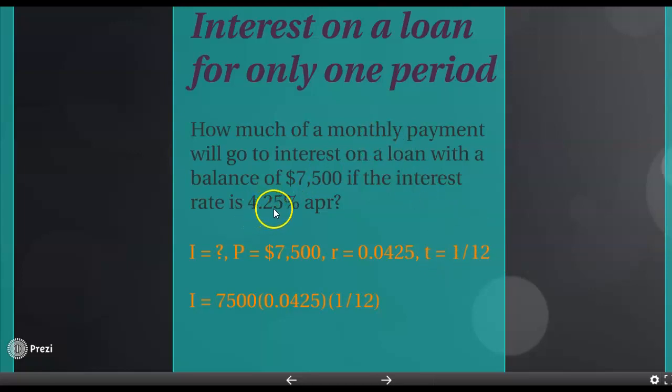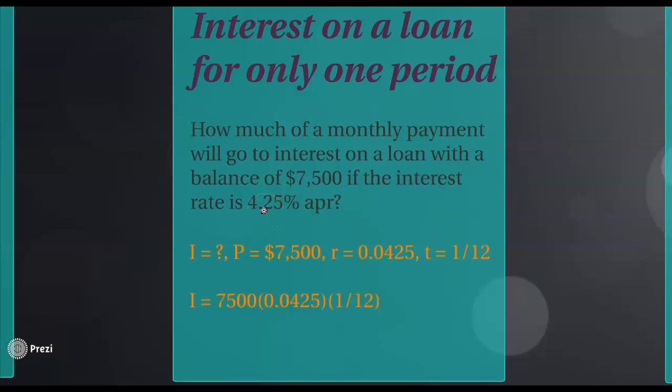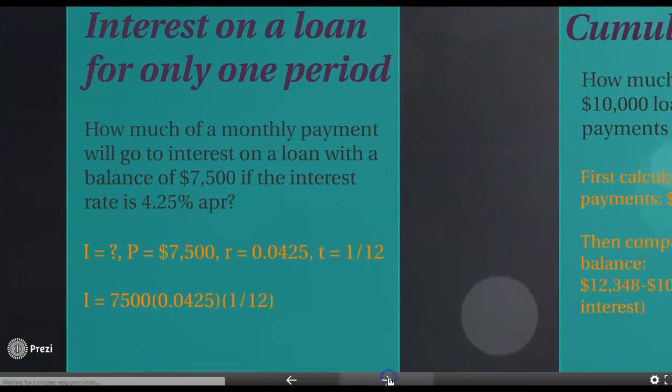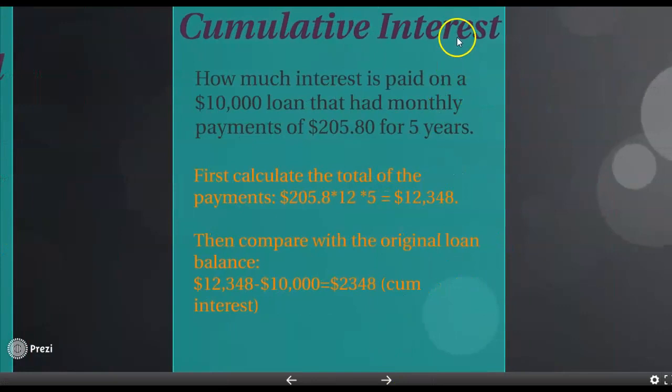Typically the 4.25, those are usually the annual percentage rate. You can assume that if it doesn't say APR, it's an APR for everything in this class that we do and in the book. So 4.25% APR, that's an annual rate, so one month is 1/12 of the year. But anyway, that's how you'd set that up. Just to have an example like that. Another possibility is cumulative interest, which we've done a number of problems like that.